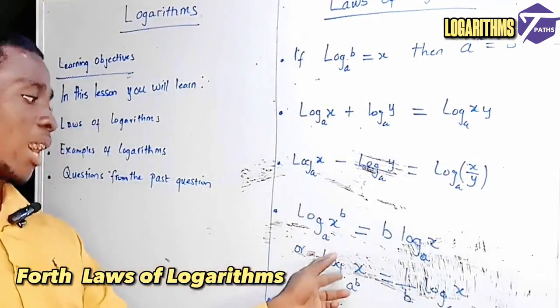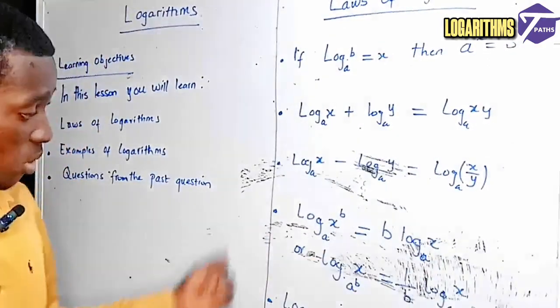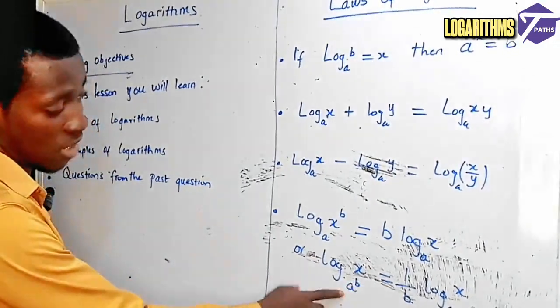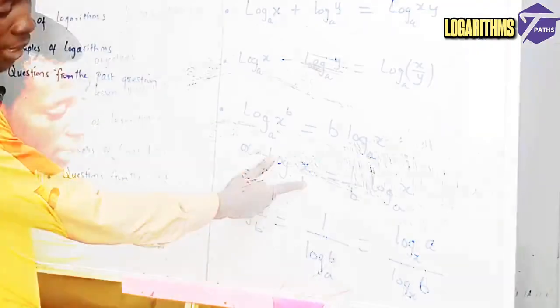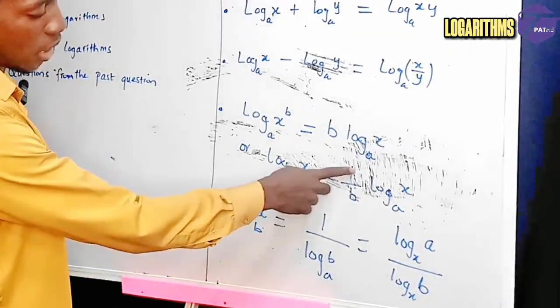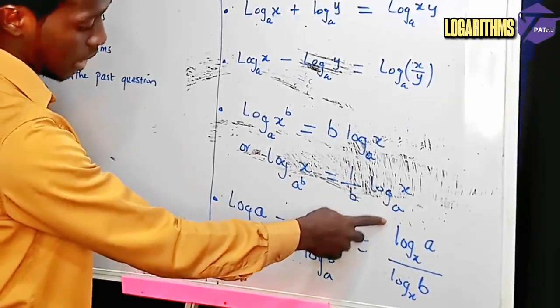The fourth law: if I have log x raised to power b base a, then the b can come back and I have b log x base a. Or if I have log x base a raised to power b, that means the base is having a power, then it will now come in reciprocal. What do I mean? I will have 1 over b log x base a.